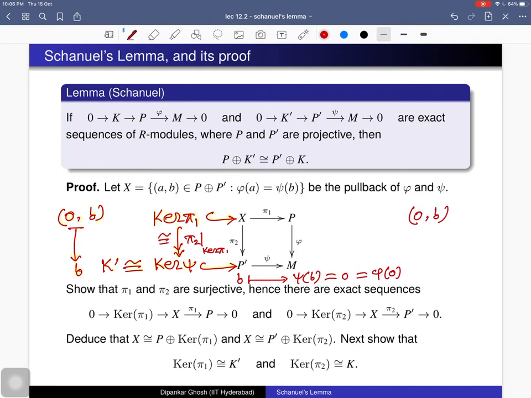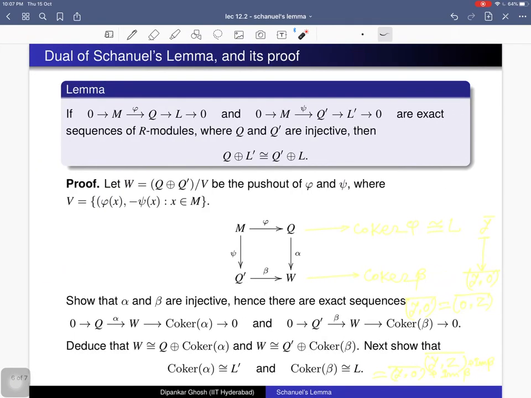So, this is an isomorphism. So, kernel of pi 1 is isomorphic to kernel of psi, and kernel of psi is isomorphic to K prime because of this short exact sequence. So, therefore, we have this isomorphism, and in a similar way we can prove that kernel of pi 2 is isomorphic to K, and hence using this isomorphism we can have this isomorphism, and that is the proof of Schanuel's lemma for projective modules.